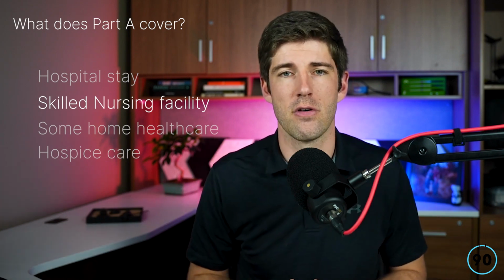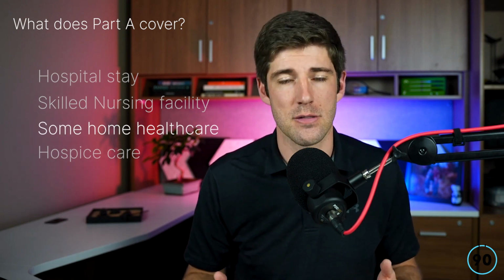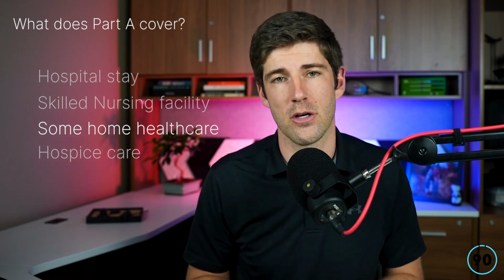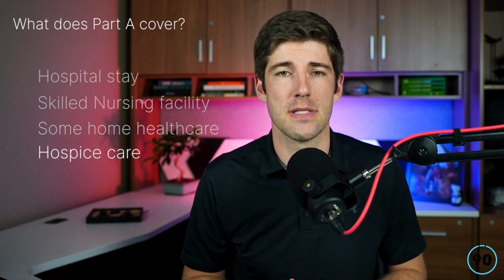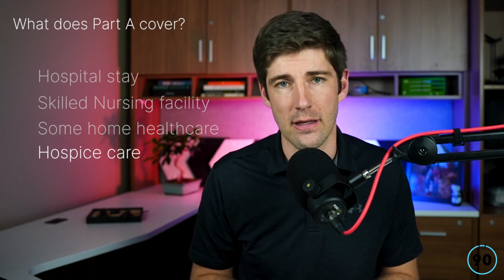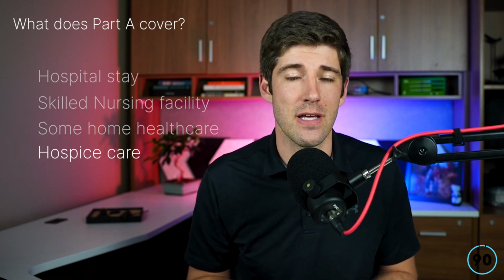The third thing covered by Part A is some home health care. This would apply if you are needing home health care immediately following a hospital visit or a skilled nursing facility stay. Other forms of home health care are billed under Part B, which we will get to in a minute. And finally, number four, hospice care, meaning end-of-life care or palliative care for those who are terminally ill. Palliative care improves the quality of life and minimizes suffering for the individual, but it is not meant to cure.